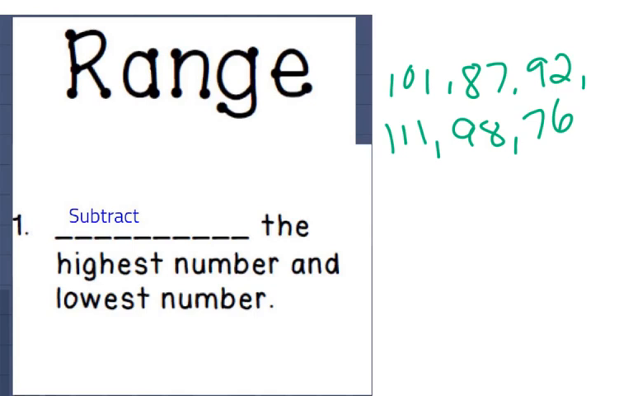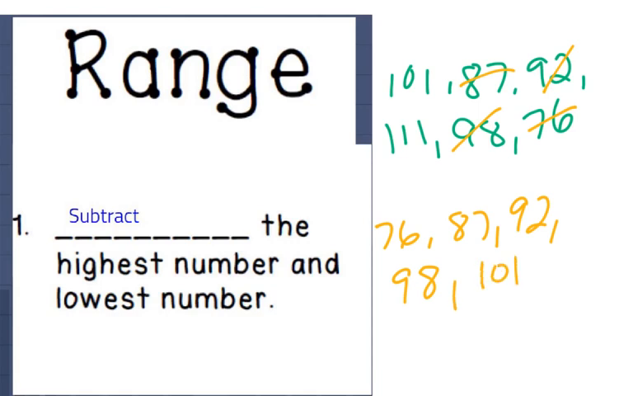And this is really easy to find, especially in a lot of problems. They ask you to find all of these things. They ask you to find mean, median, mode, and range. So if you automatically list these data values in order from least to greatest, it's so much easier to find everything. So I'm going to do that. I'm going to say 76, 87, 92, 98, 101, 111. Okay, so now my values are in order from least to greatest.